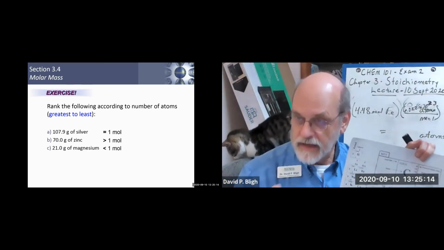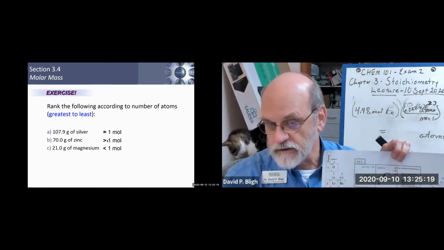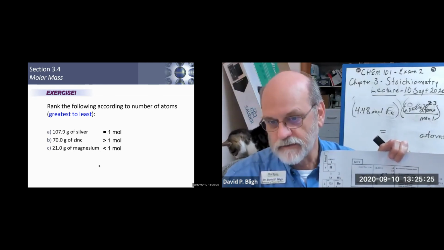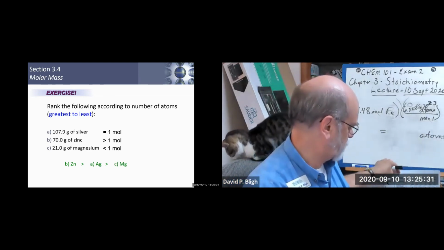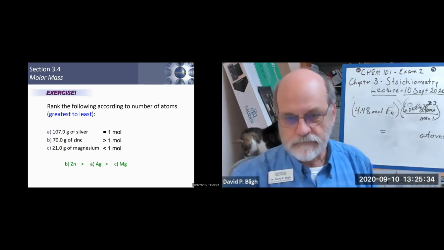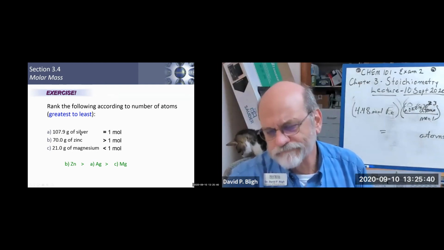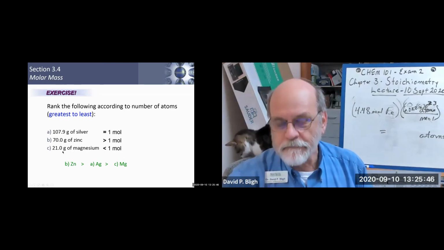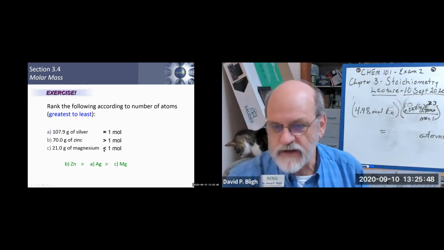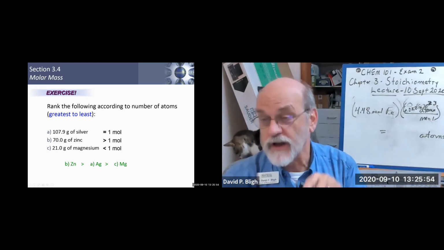So now it should be obvious that we can arrange these from greatest to least. Zinc will be first, then silver, and then the least, magnesium. Now, if we were given 5 or 6 different elements with these numbers, it may be necessary after doing this determination to break the tie between some. 2 of them might be less than 1 mole, and the other 2 might be greater than a mole, and then you have to break the tie.